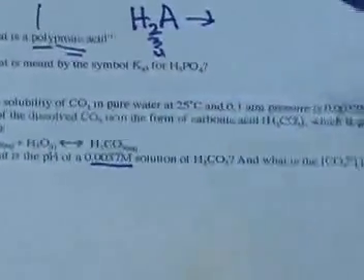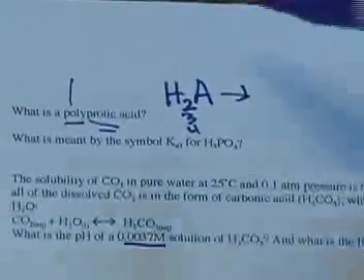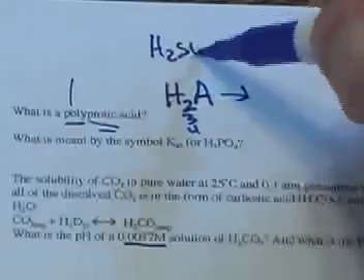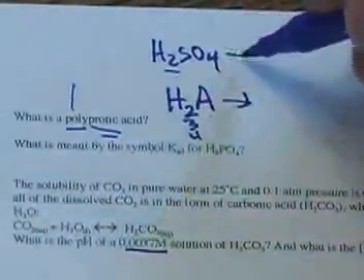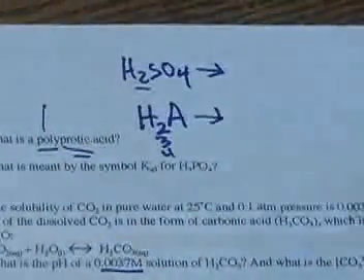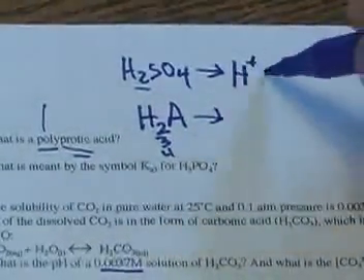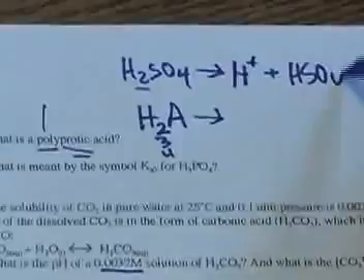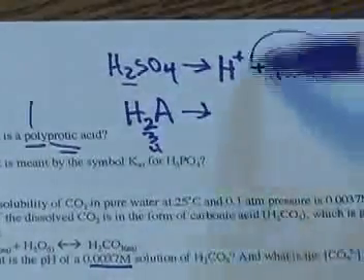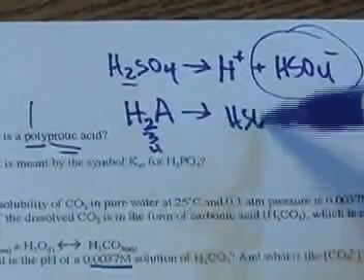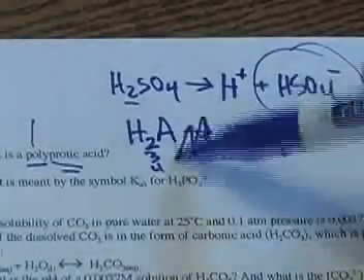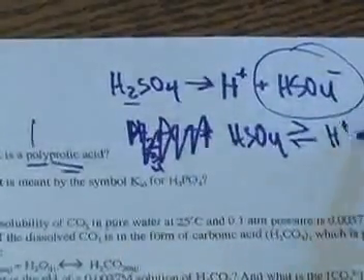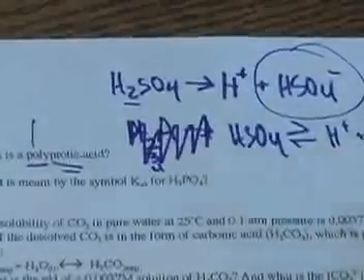For example, if we took a look at the strong acid H2SO4, this is a polyprotic acid. It has more than one proton. Its first dissociation happens to be strong, and it would form H plus and HSO4 minus. And then the second dissociation would take the HSO4 minus, and this would be a weak dissociation, so we'd draw two arrows, and then we'd write it as H plus and SO4 minus 2.